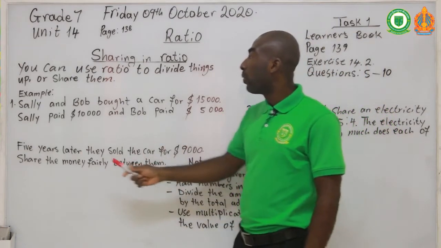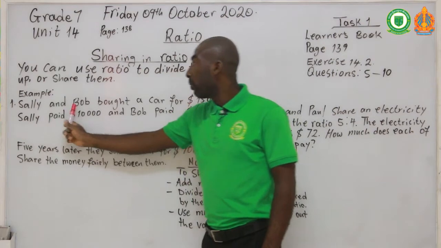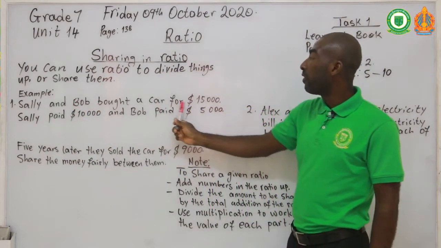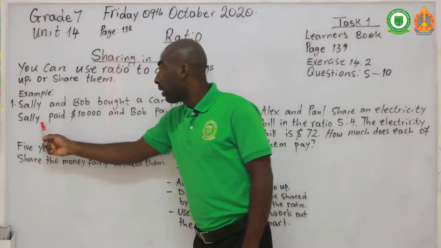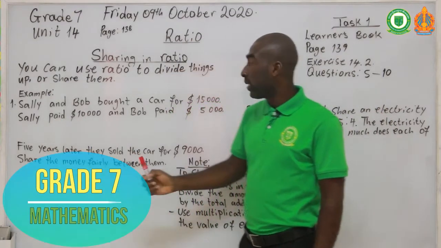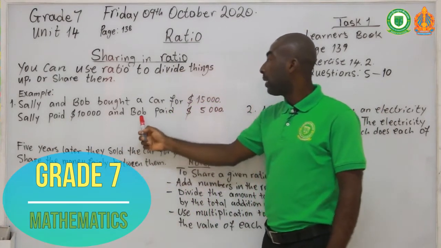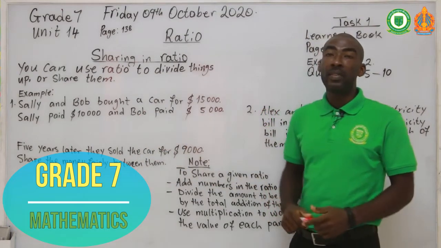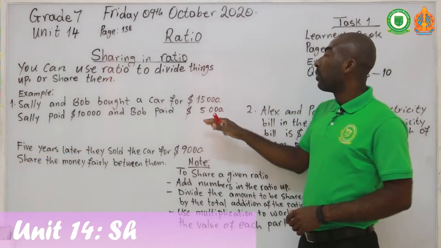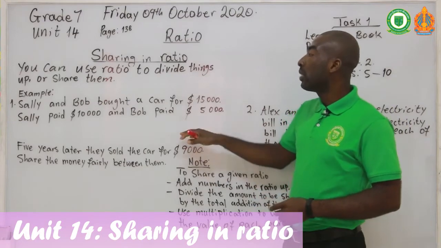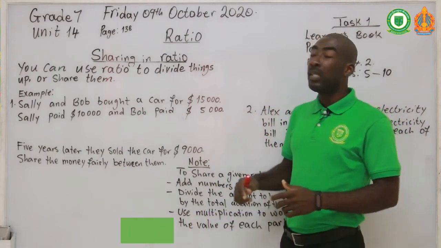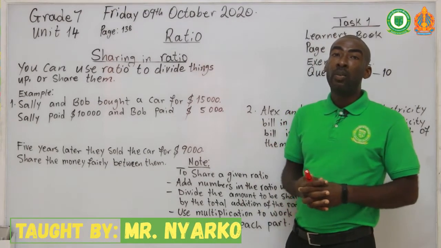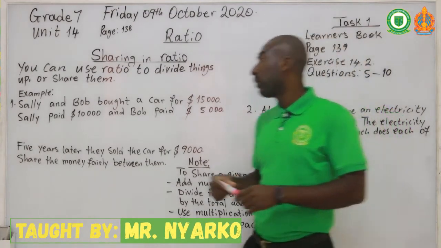Our first example, we have that Sally and Bob bought a car for $15,000. Sally paid $10,000 and then Bob paid $5,000. So first of all, we need to put their amounts into a ratio so that we can see a clear picture of how it looks.